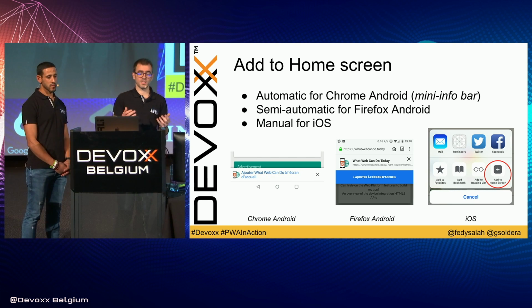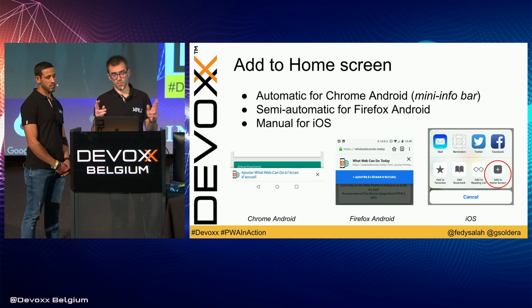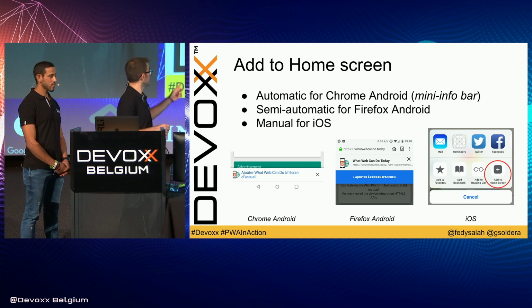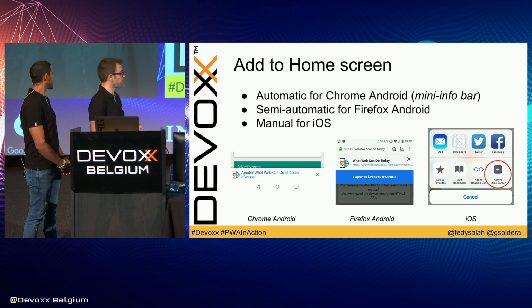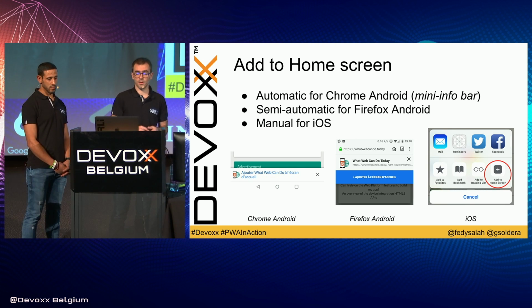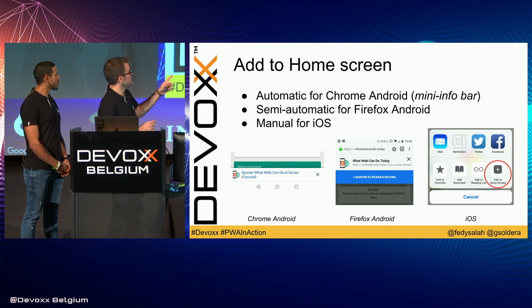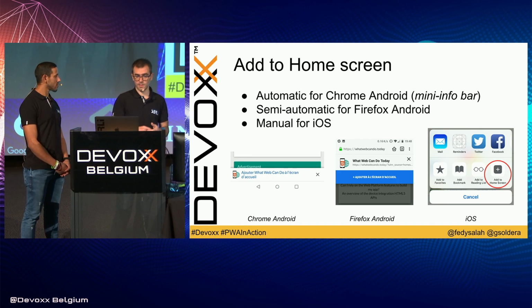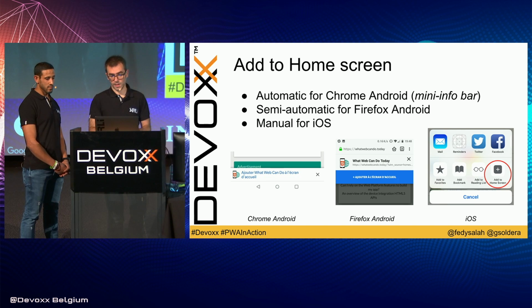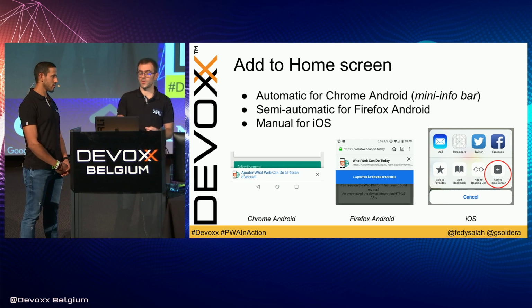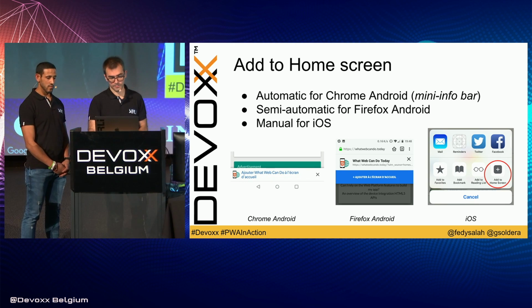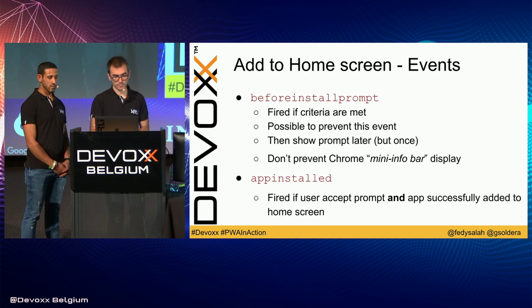On Android, it's automatic. It's called the mini info bar. For Firefox, you have the house icon with a plus inside, and when you click on it, you have the prompt, and you can then add the application to the home screen. On iOS, you must go to the browser settings to add the current page to your home screen. It's like a shortcut.